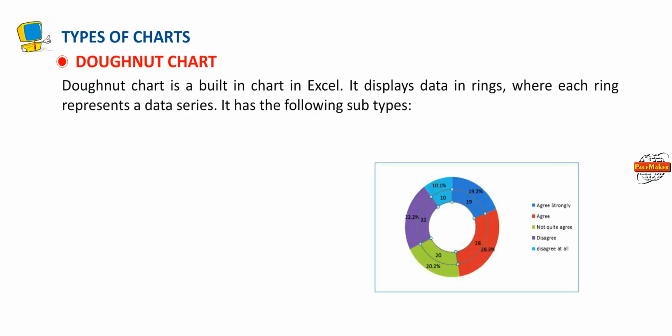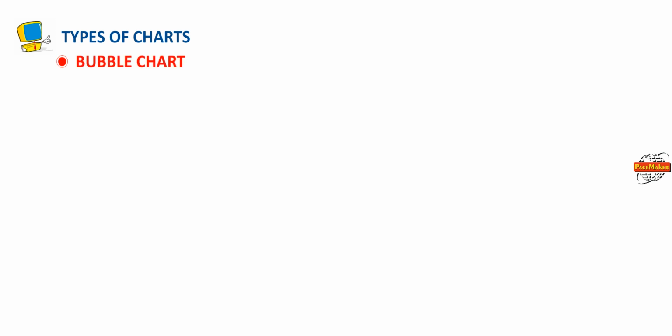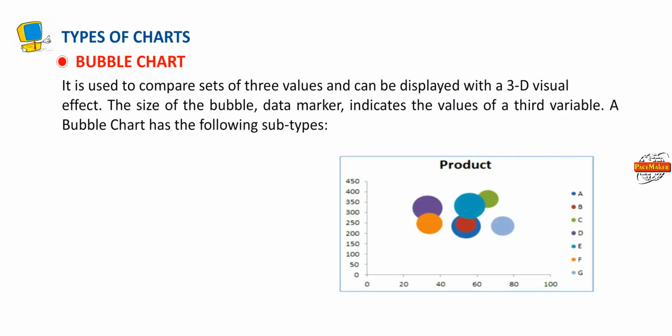Donut chart. Donut chart is a built-in chart in Excel that displays data in rings where each ring represents a data series. It has the following subtypes: donut, exploded donut. Bubble chart. It is used to compare sets of three values and can be displayed with a 3D visual effect. The size of the bubble data marker indicates the values of a third variable. A bubble chart has the following subtypes: bubble, bubble with a 3D effect.